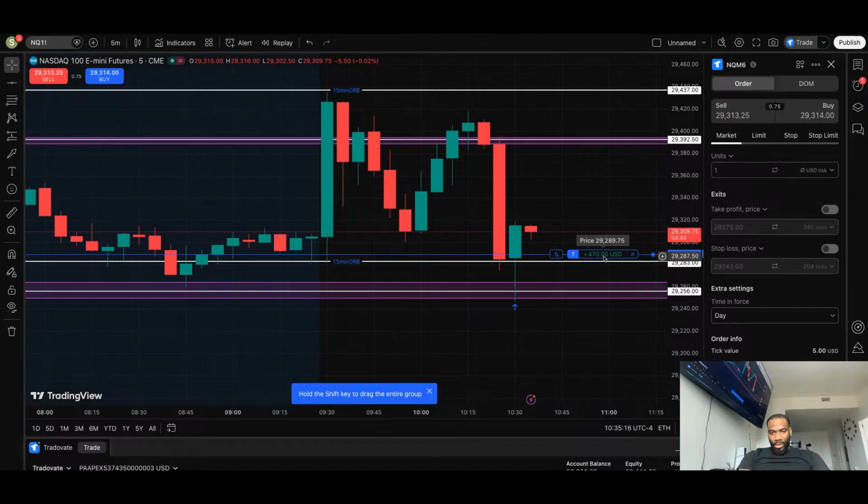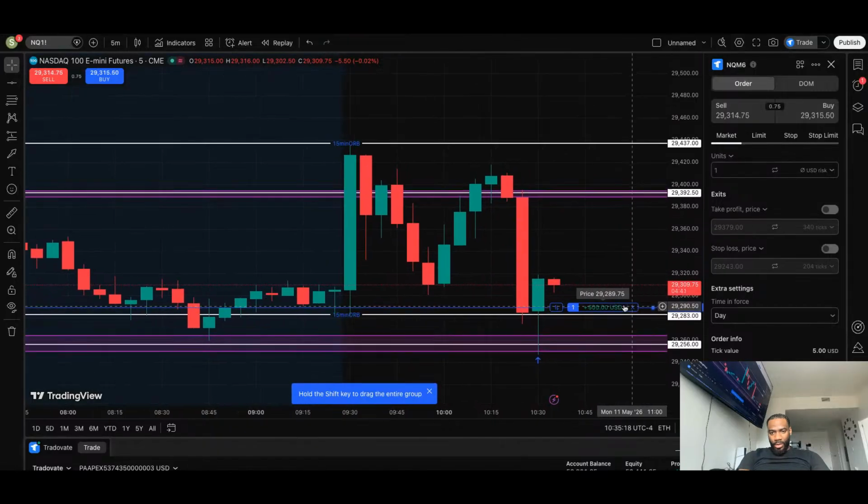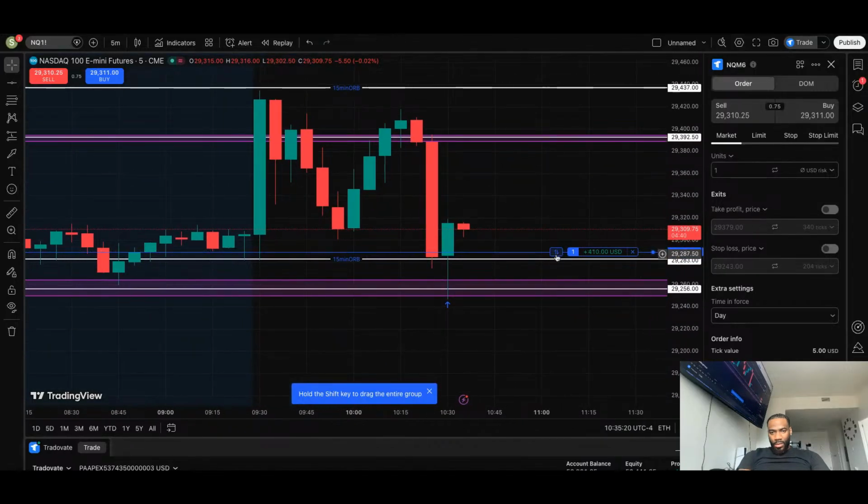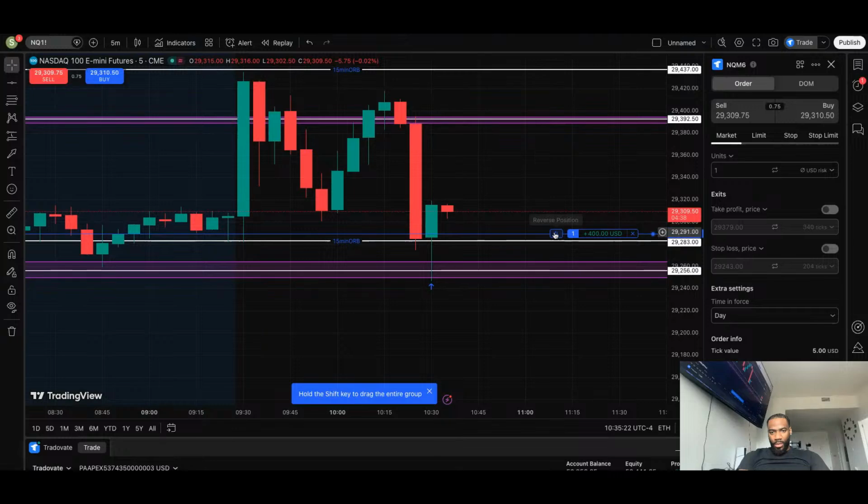This is weird. I can't put my stop up there. It's not letting me move to break even. But at this point, I'll move to break even, and then I'll just let the trade kind of run. You see, I'm up 700 right now. I don't need to wait until it gets up here.